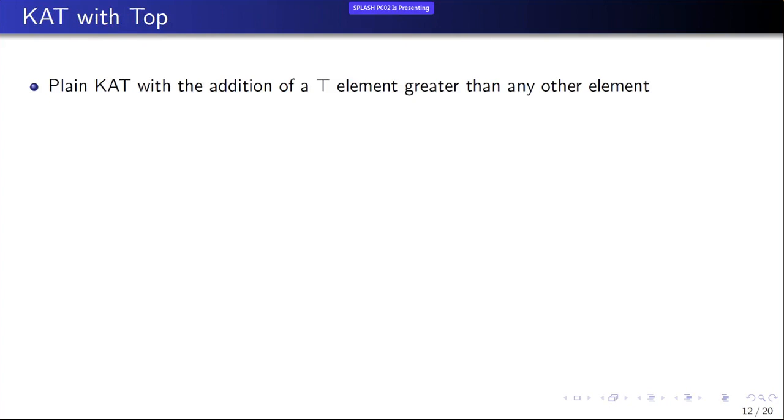The second formulation that we considered is the formulation of using not a Modal KAT, but a KAT with top. So a KAT with top is simply a plain KAT, a normal KAT, in which we add a new element called the top element. And this top element is bigger than any other element in the KAT.